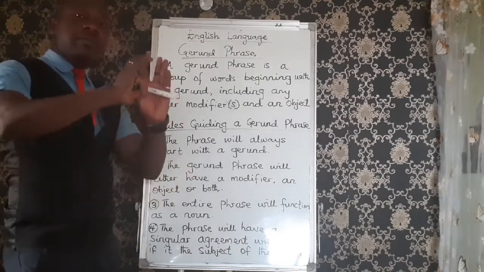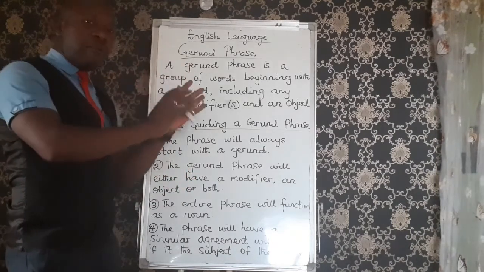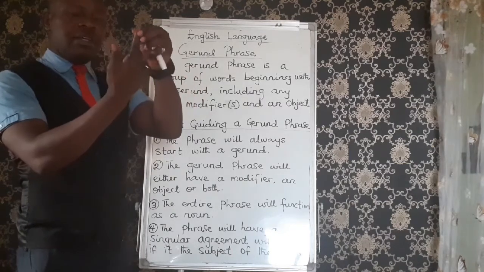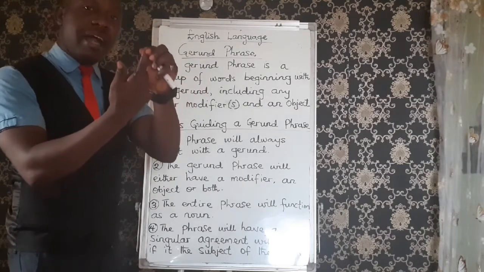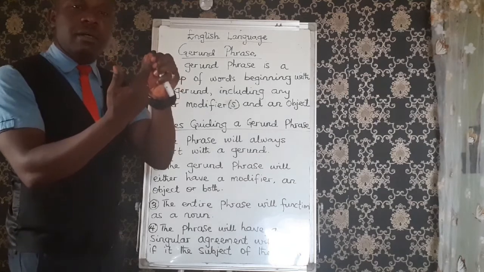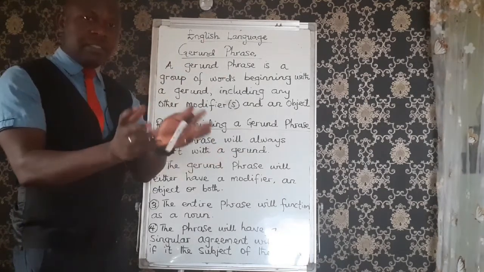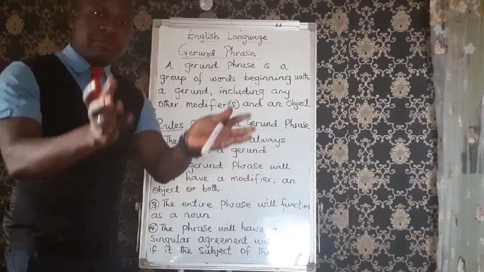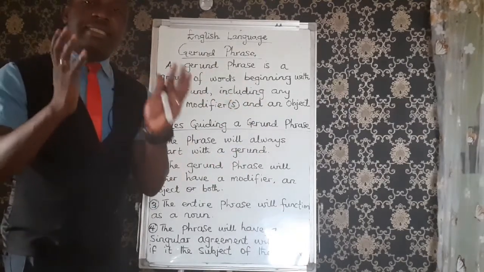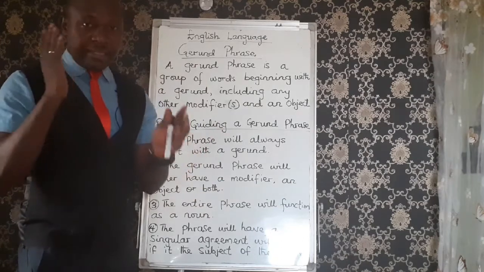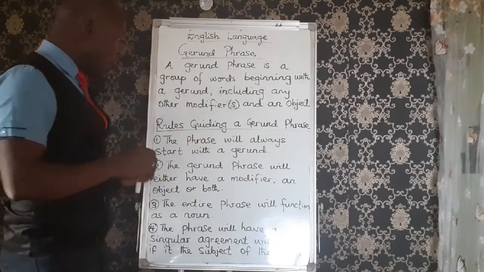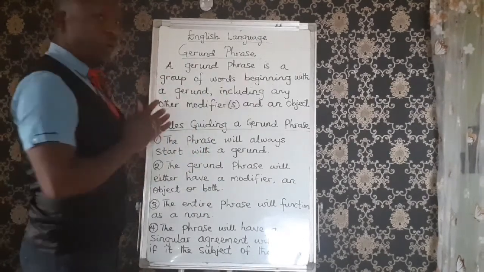Now, if we go by what I just said, then we have a gerund, a verb ending in ing, an adjective, and an object. So you have 3 words. So that gives a group of words. The 3 words in that group is what gives you a gerund phrase. Is that taken? All right. So that's what we call a gerund phrase.